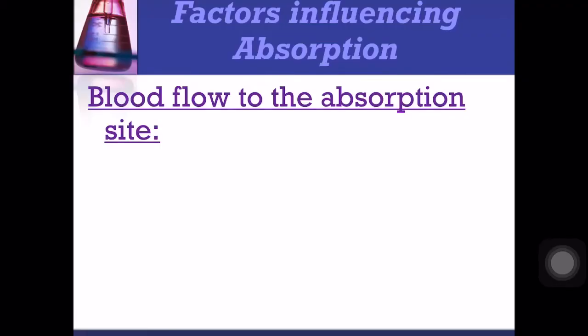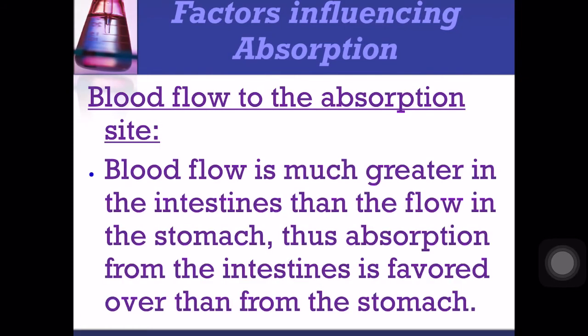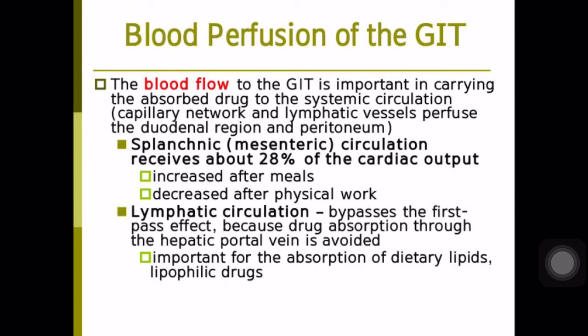Okay, blood flow to the absorption site. So your blood flow also influences your absorption. Now, blood flow is greater in the intestines than in the stomach. That's why in the intestine, your drugs are greatly absorbed. The blood flow to the GIT is important in carrying the absorbed drug to the systemic circulation. Now, your splanchnic or mesenteric circulation receives about 28% of the cardiac output. So, ang laki, out of 100%, 28% ang napupuntang blood flow sa inyong intestines. Kaya maganda ang absorption doon.